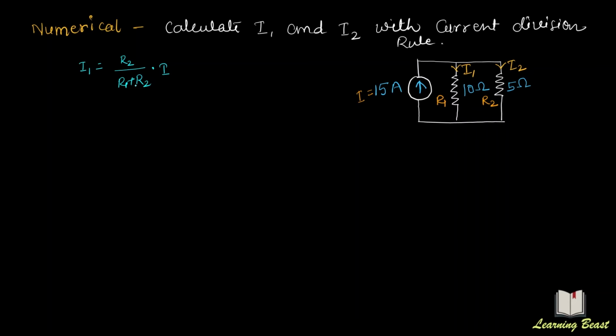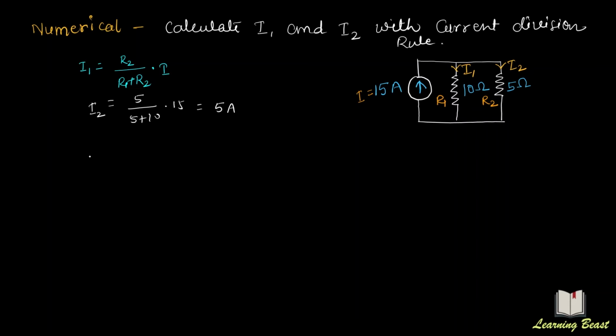So we will put the value. R2 is here 5. So divided by 5 plus 10 into I. I is 15 here. So output will be equal to 5.